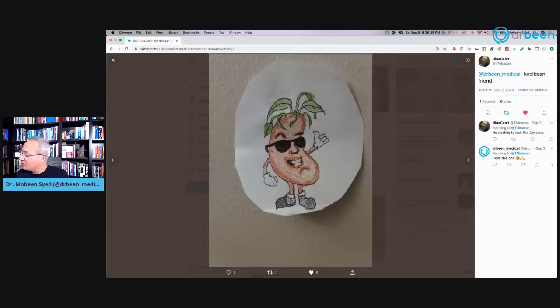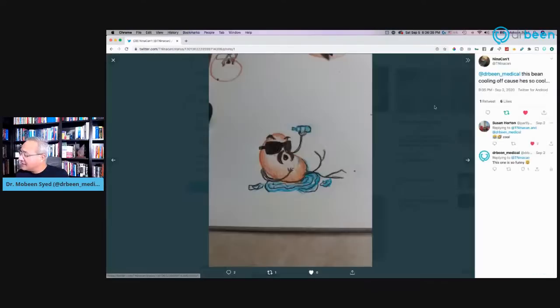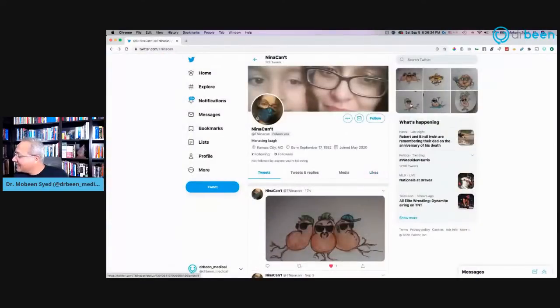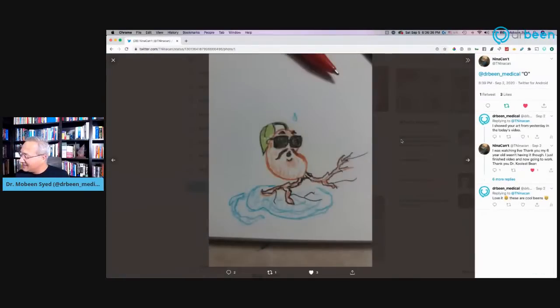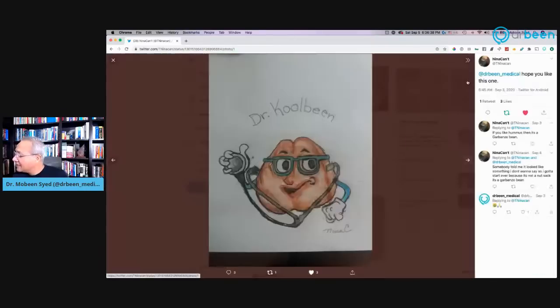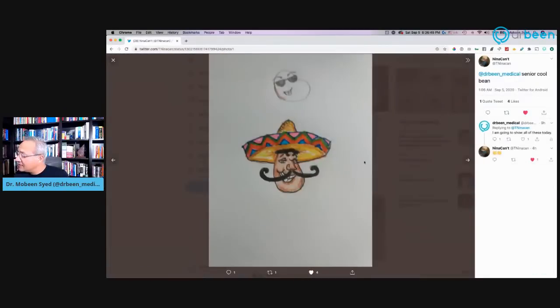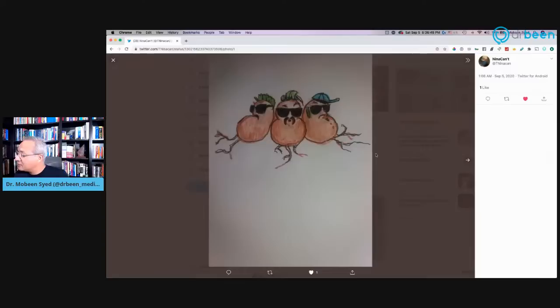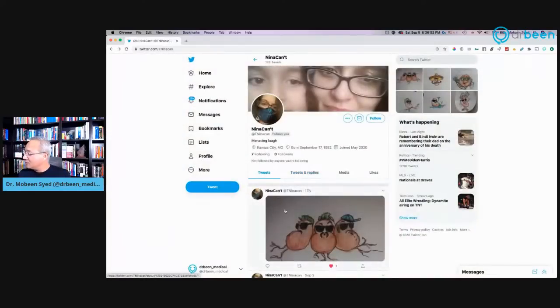So this is one cool bean. This is a chilling cool bean. This is another cool bean. This is Dr. Cool Bean. So this is Dr. Bean. This is another cool bean. This is the coolest bean, I think. And then there are so many other cool beans that are sitting here and chilling as well. So I thought these are pretty cute. So thank you, Nina, for making them.